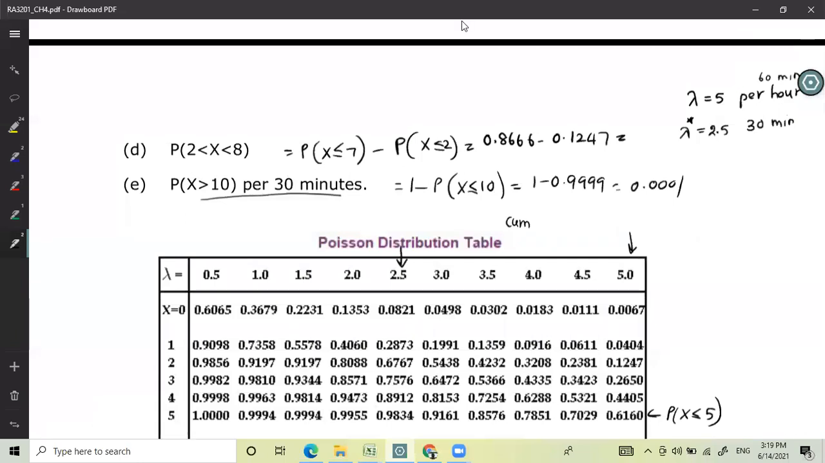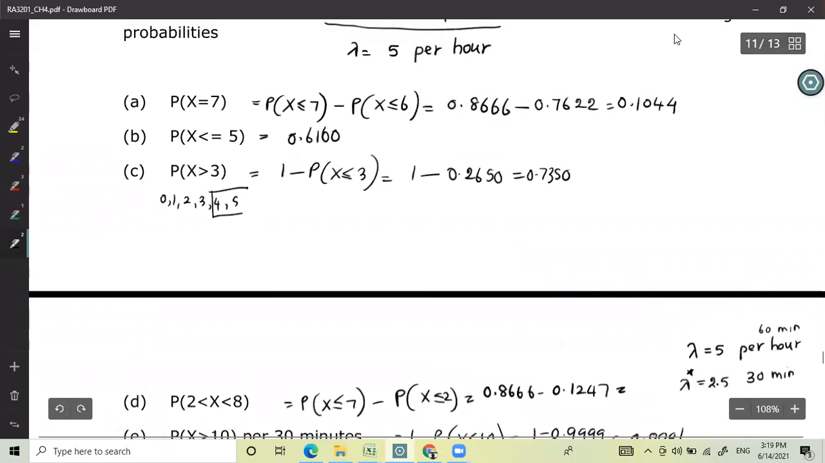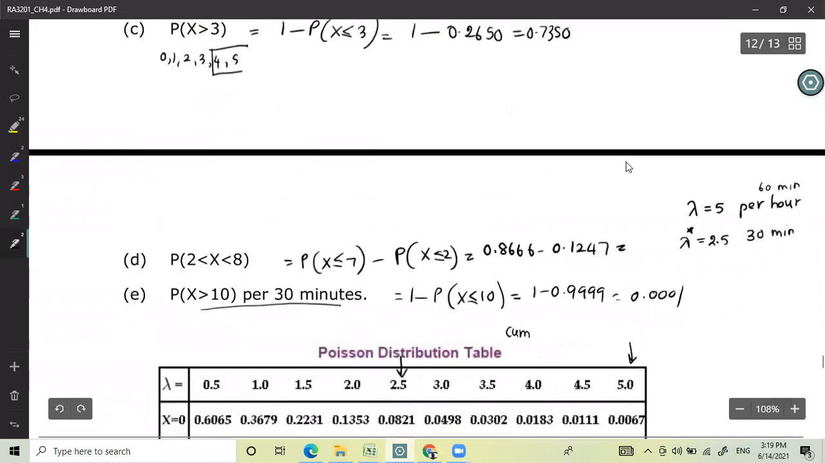Okay. Right, any questions so far? Anything unclear? The binomial, Poisson distributions?